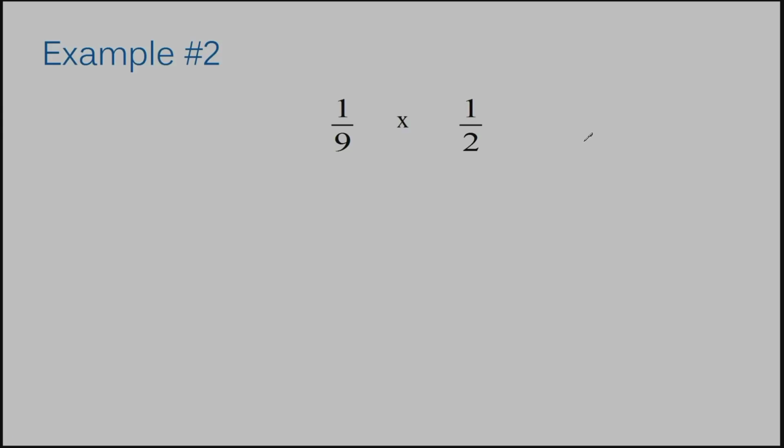Example number 2. I have 1/9 times 1/2. Multiply straight across. 1 times 1 is 1, and 9 times 2 is 18. So my answer to example number 2 is 1/18. Let's move on to example number 3.